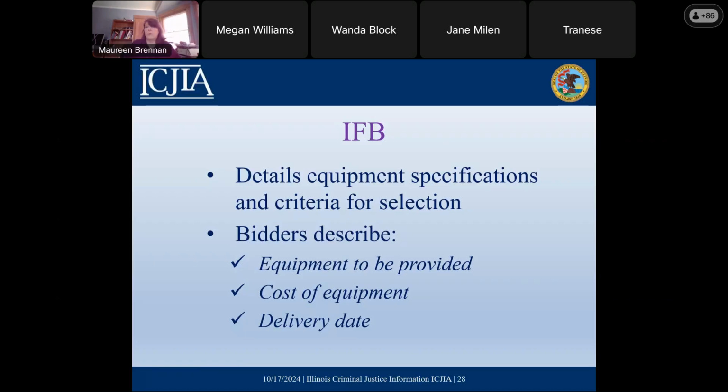I had a grant a number of years ago where the grantee was procuring an information system, and they did a big IFB for the computers and the servers that they needed to run this system.